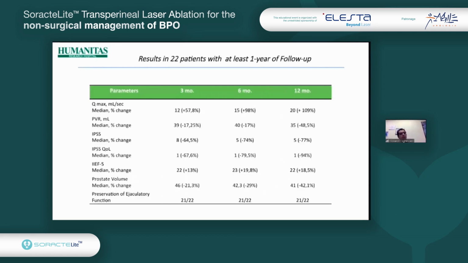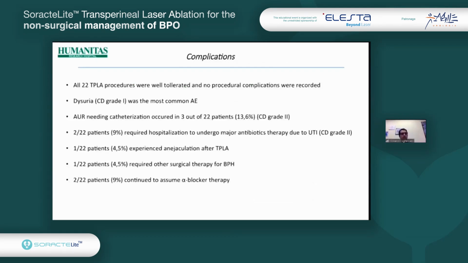And these are the functional results, which are in line with those shown by Professor Nitinol. We can see a clear improvement in all the parameters, the flow parameters and the IPSS. And more importantly, this difference is maintained and even more pronounced over time. Importantly, all of the sexually active patients maintained a good erectile function.